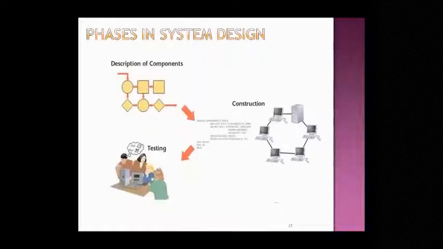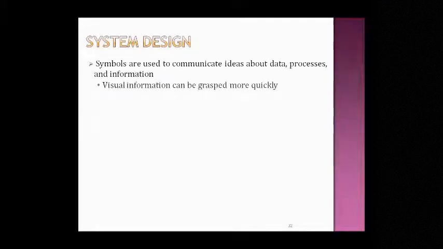Phases, we have this one. So this is the description of the components and do the construction. After doing the construction, of course, that is the debugging and the testing. Okay? So symbols are used to communicate ideas about data, processes, and information. Visual information can be grasped more quickly. So we have what we call the data flow diagram.